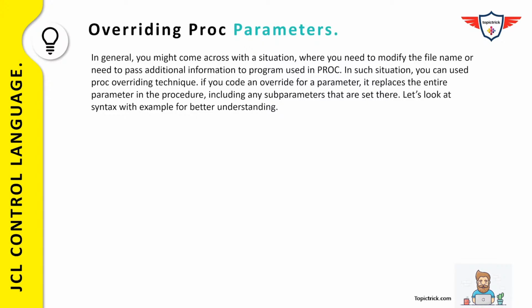So in general, you might have come across a situation where you need to modify the file name, or you need to pass any additional information to the program which is used in a proc or a procedure. In such a situation, you have two options. The first one is you go back and change your proc or your JCL. And the second option is you can use the proc overriding technique.